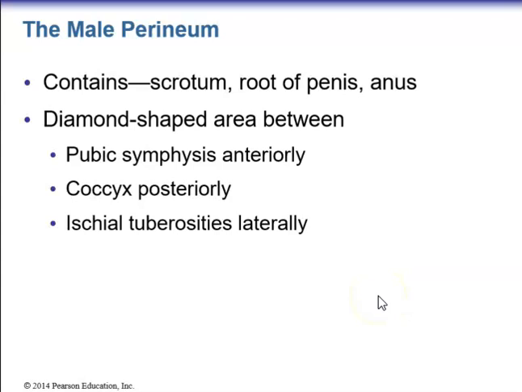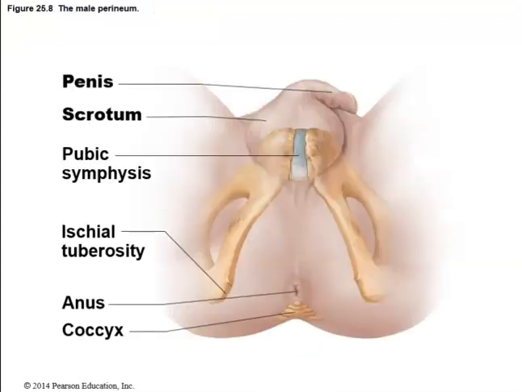So the male perineum contains the scrotum, the root of the penis, as well as the anus. It is a diamond-shaped area between the pubic symphysis anteriorly, the coccyx posteriorly, and the ischial tuberosities laterally. So we can see on this next picture the male perineum. So we have the pubic symphysis, the ischial tuberosities laterally, and the anus and coccyx posteriorly. So it forms that diamond-shaped area.